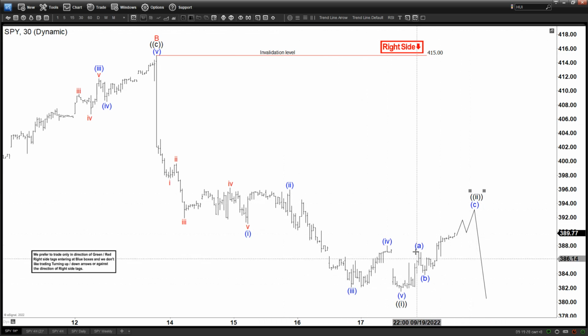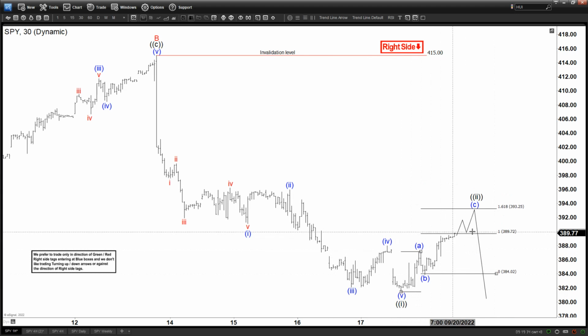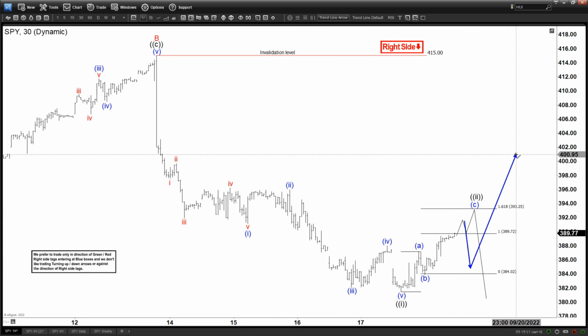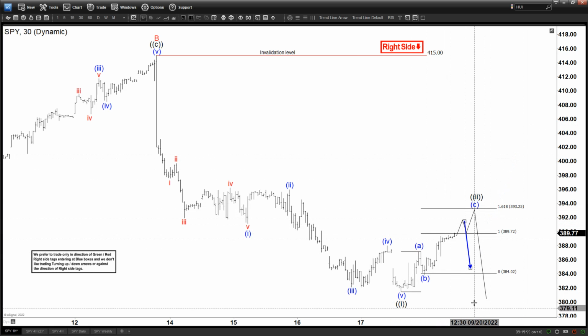And again, if this is correct as an ABC, then we could be turning lower soon, because we have reached the 100% extension. So we could be turning lower very soon from this area, 389, 393. Either we extend on the downside from here, or else we end it with W and then pull back in 3 waves and go up again to form a double zigzag. So it's either finish and go down, or double zigzag and rally again.